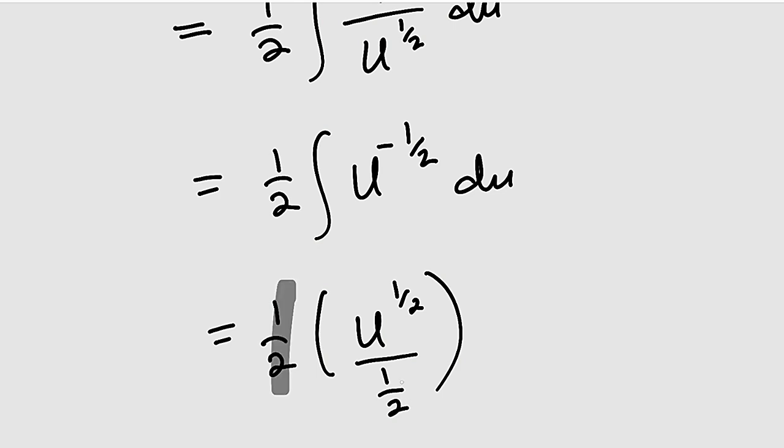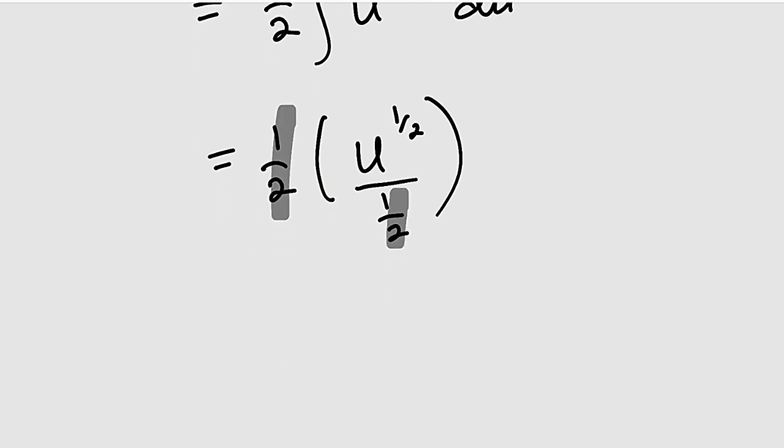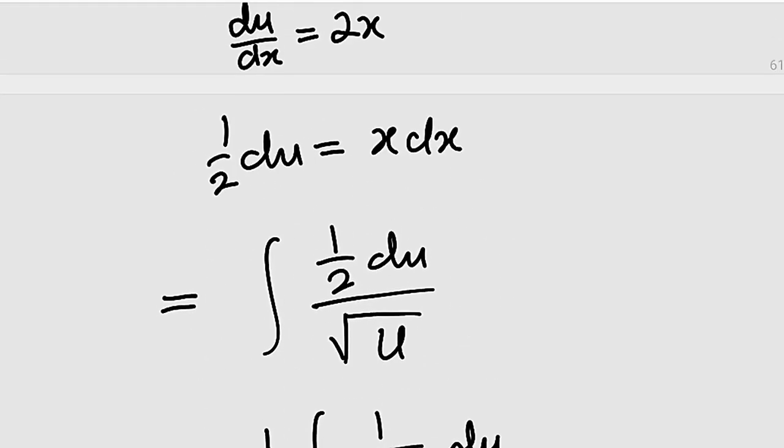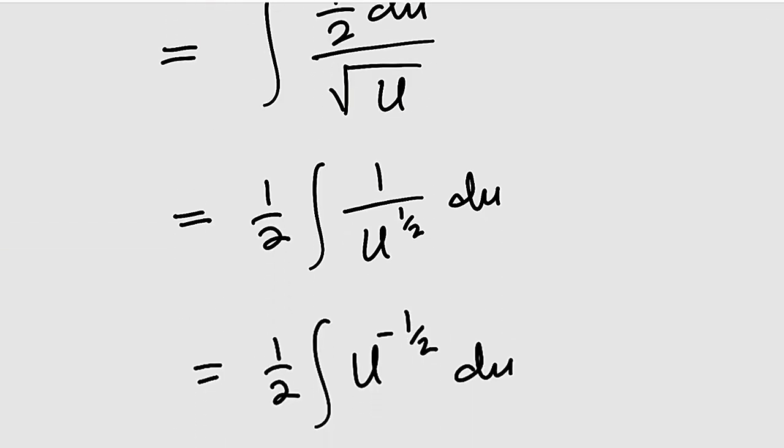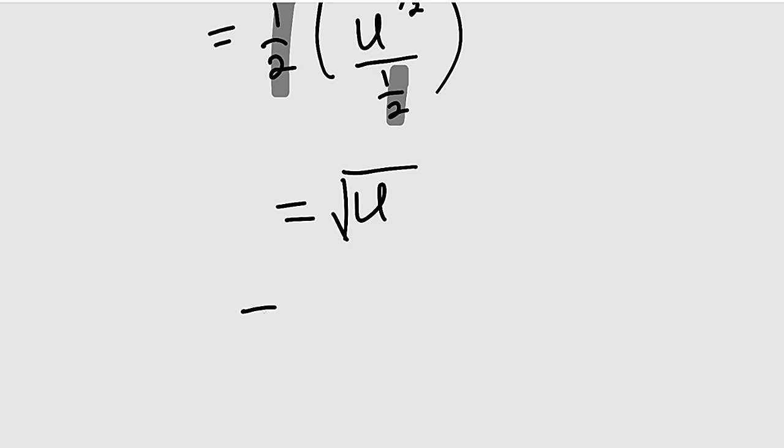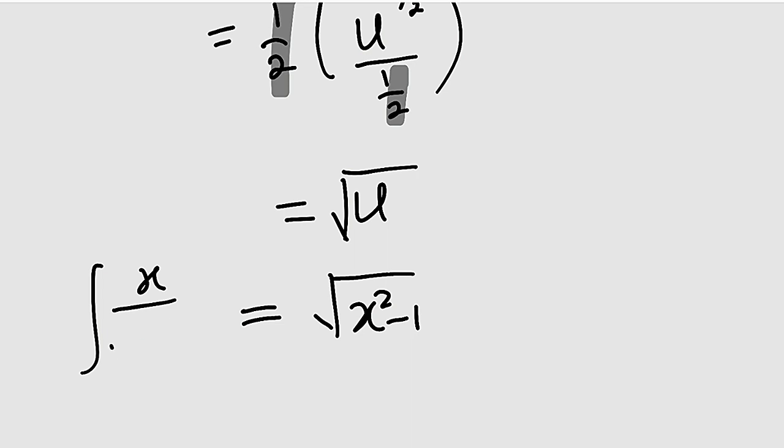Such that this 1 over 2 will cancel this 1 over 2. What we have is equal to u raised to the power of 1 over 2, which is the same thing as just the square root of u. But what is u? U is x squared minus 1. Therefore, this is just equal to the square root of x squared minus 1. So we have obtained the integral of what? X divided by the square root of x squared minus 1 dx.